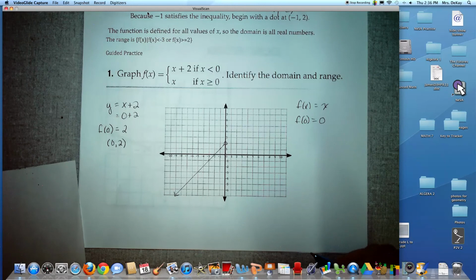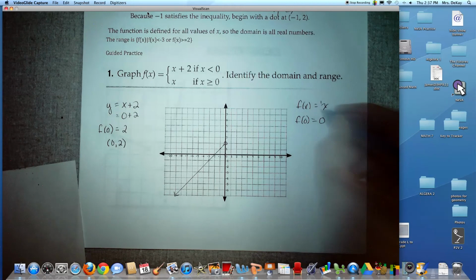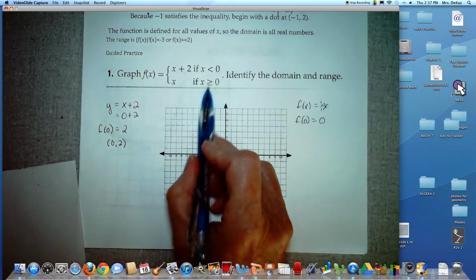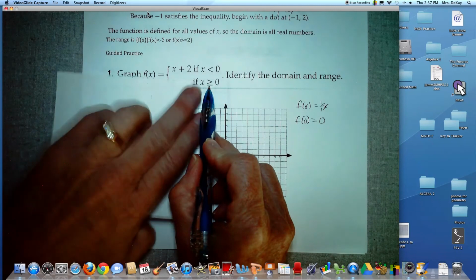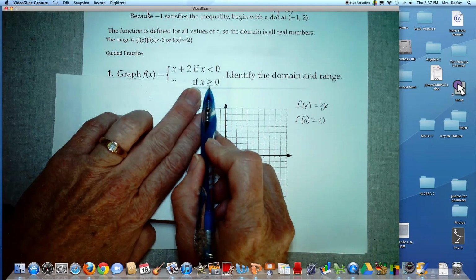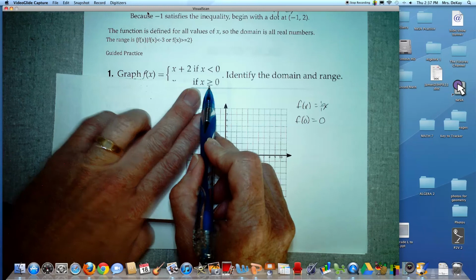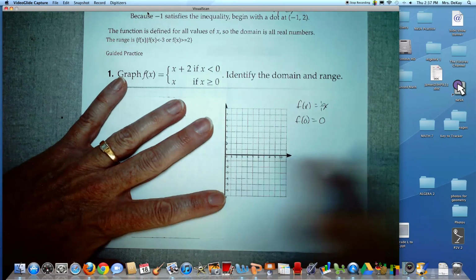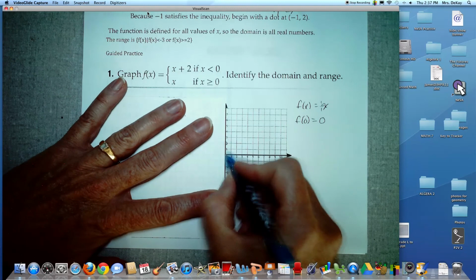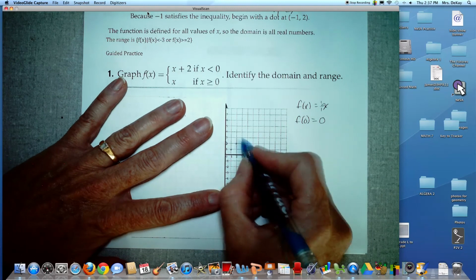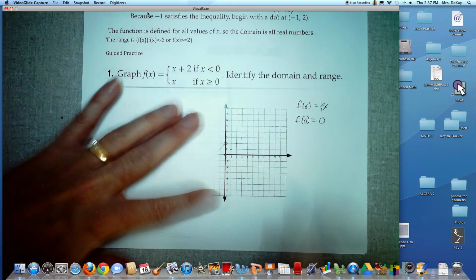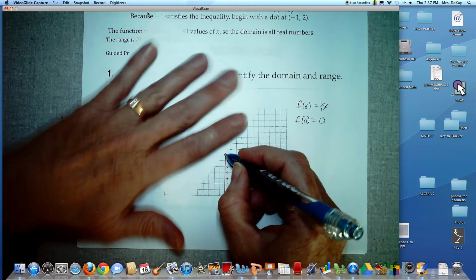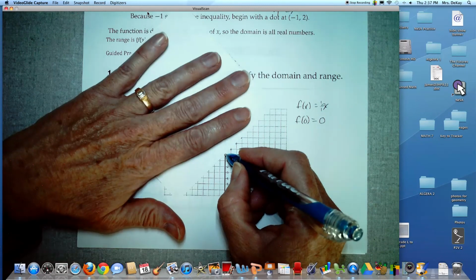What's your slope of this line? 1 over 1. Which way am I going? Positive. I'm going up and over. Be careful, I'm going right here. What does it say? Greater than or equal to. So I'm going everywhere on my x-axis that's greater than. So I'm going to go 1 over 1, 1 over 1, 1 over 1. You got your pattern. Make sure you hit every corner.